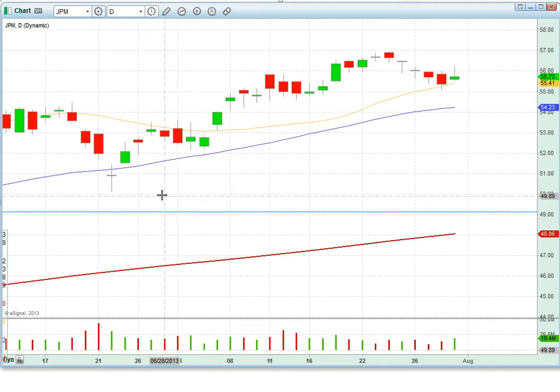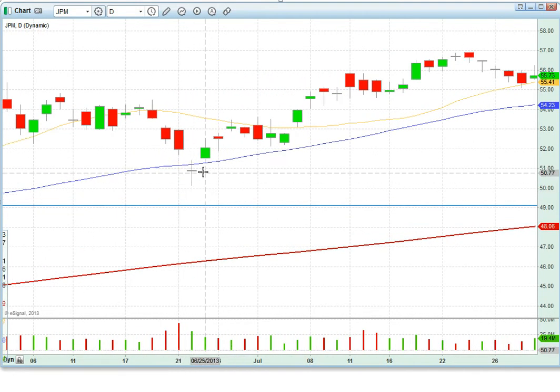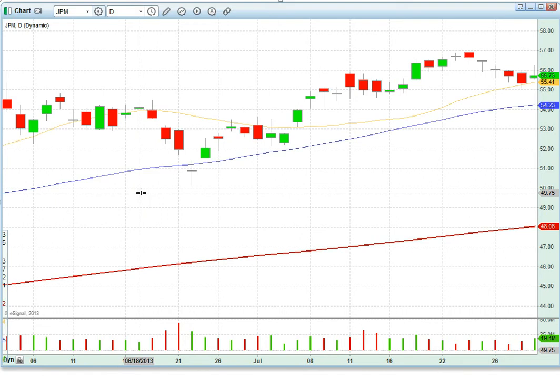But if we go back on JPM, notice how here we had a doji, but it had to recover because it was underneath this 50 MA. And now just FYI, not every stock is the same. Usually you'll have to trade a ticker symbol for a couple of months and then get a feel for it. So JPM is not going to trade the same way as Google, but for the most part, they tend to follow the same rules.